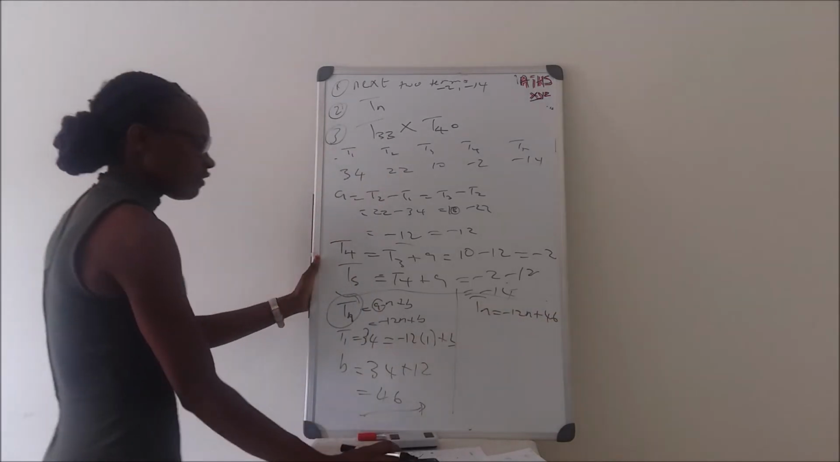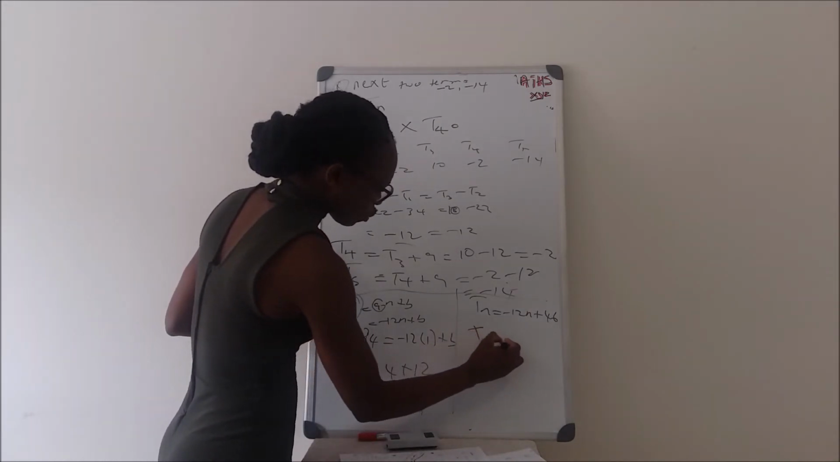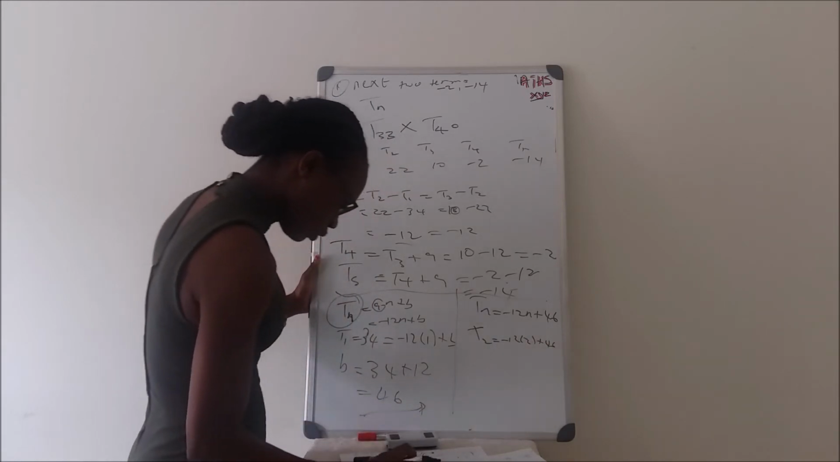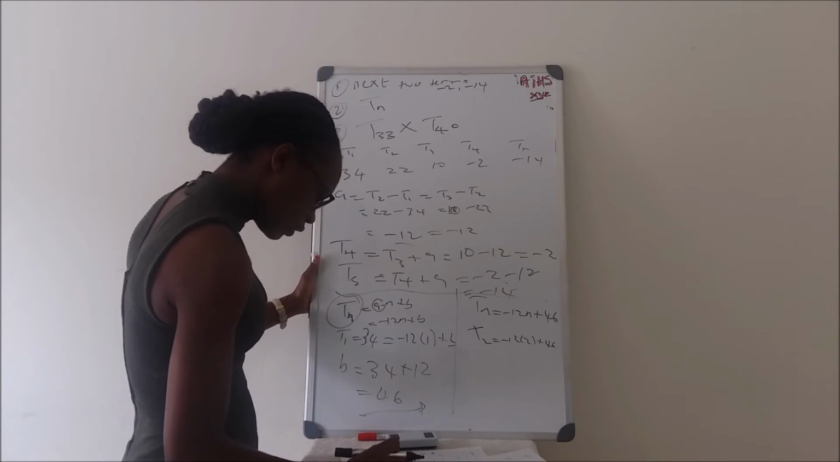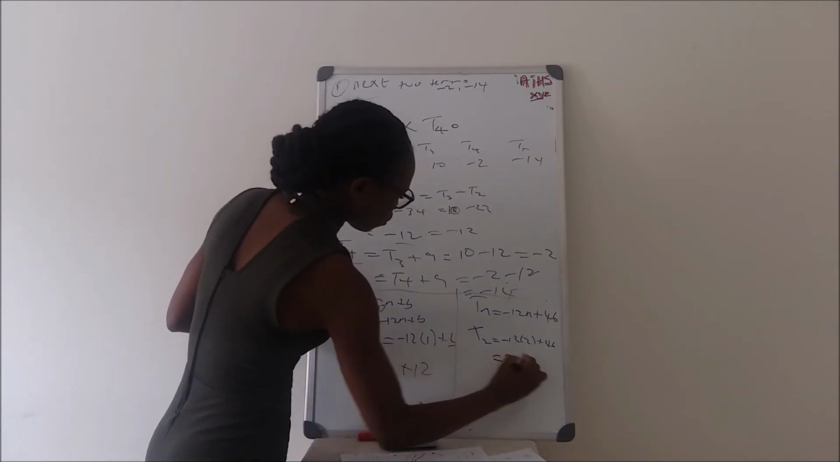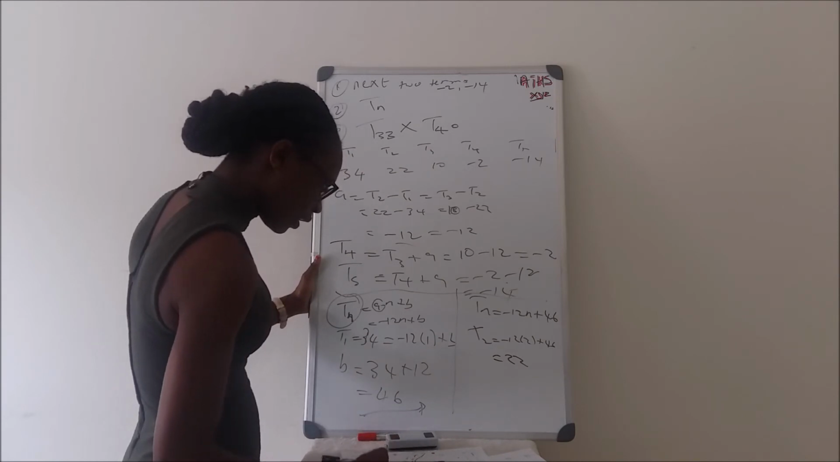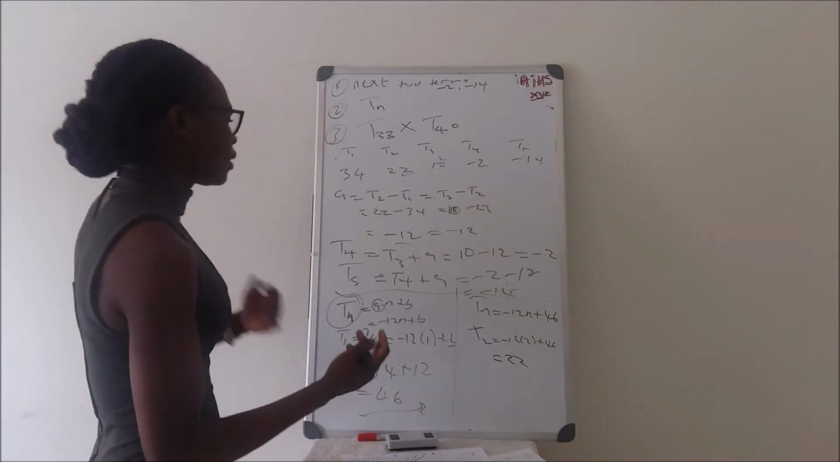To see if the expression that we have is correct, we substitute T2 to get negative 12 times 2 plus 46, which will be 22, correct? And T3 will be the same, negative 12 multiplied by 3 plus 46, which will give us 10. So the equation that we got is correct.